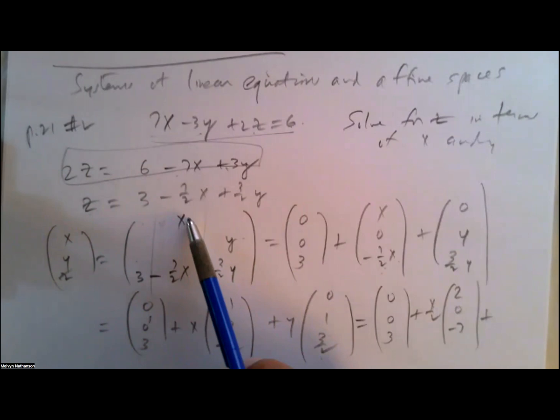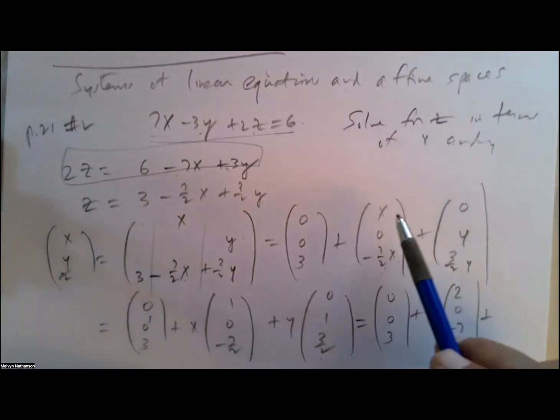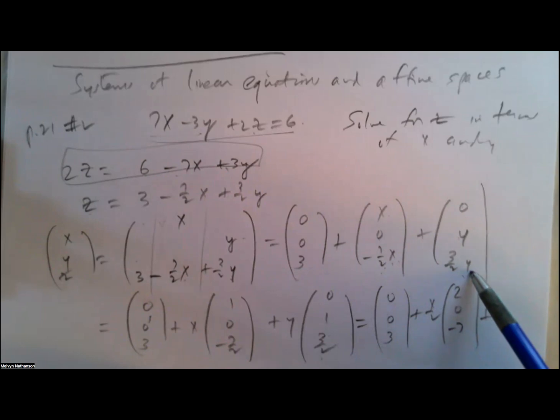So then this is x, y, and z is 3 minus 7 halves x plus 3 halves y. And this is 0, 0, 3, x, 0, minus 7 halves x, 0, y, 3 halves y. Yeah, I understand. Thank you.